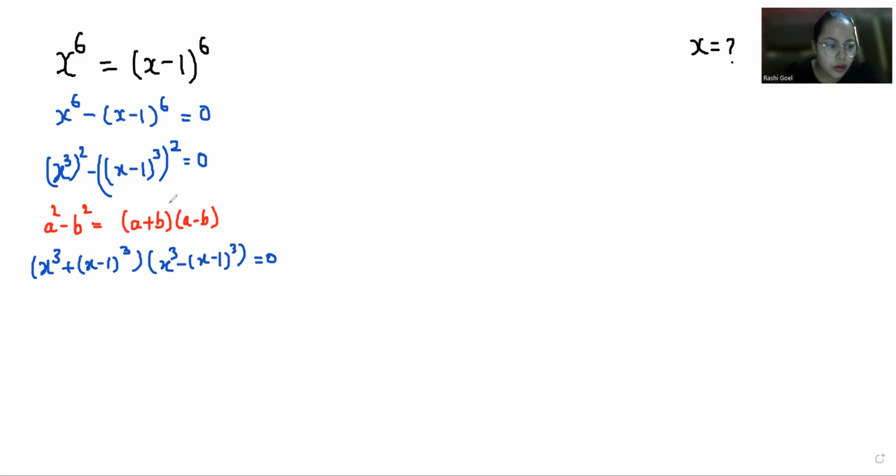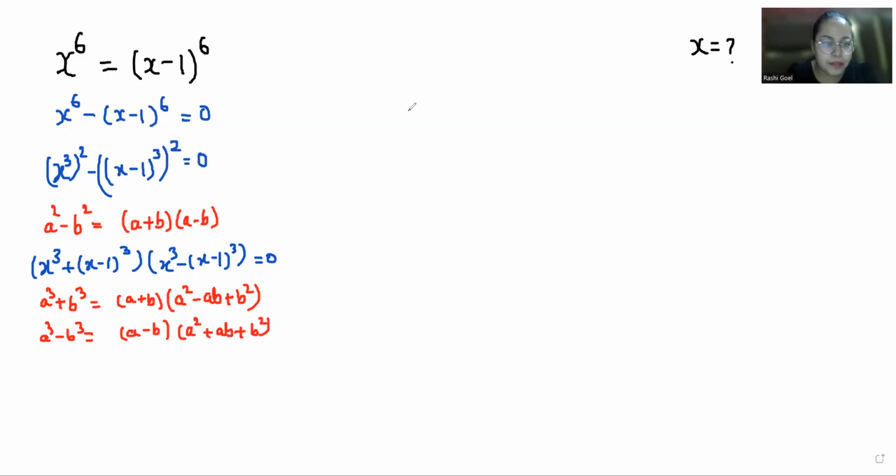Now again we are going to use two very famous identities, that is a cube plus b cube, which is equal to (a plus b) times (a square minus ab plus b square), and a cube minus b cube, which is (a minus b) times (a square plus ab plus b square).